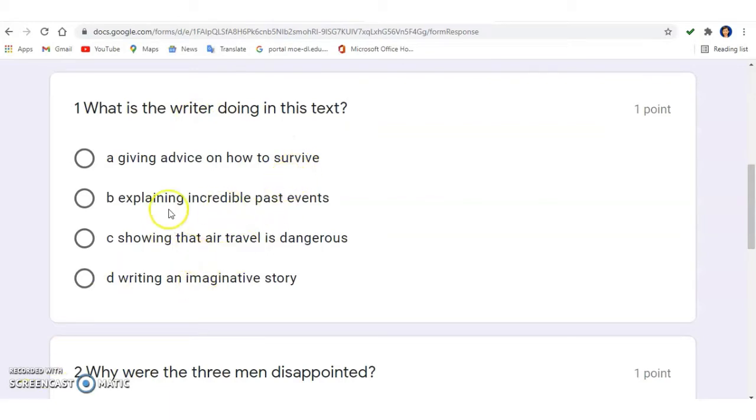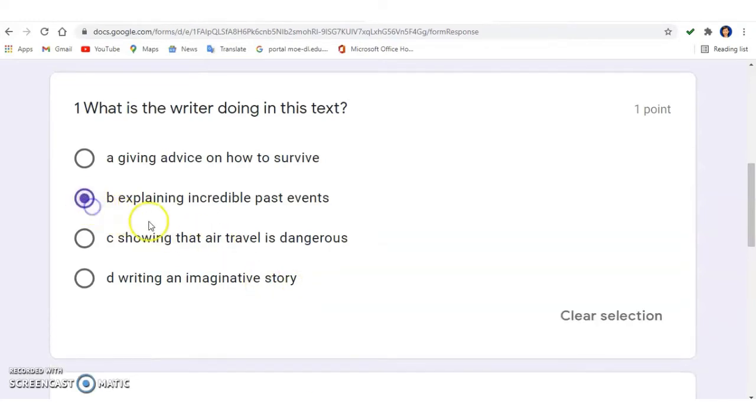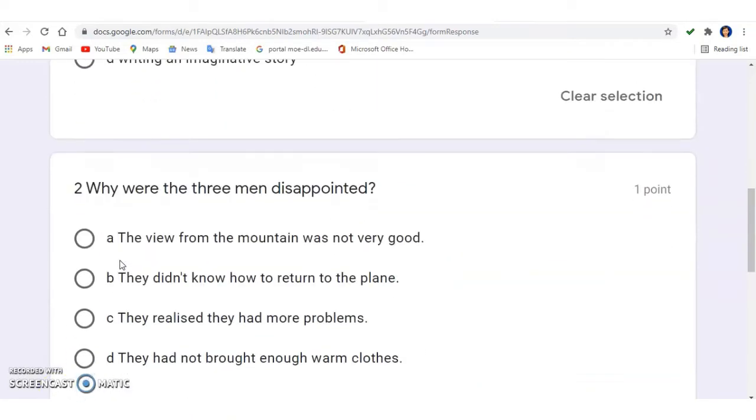Explaining incredible past events. Does it explain something that happened in the past? C, does it show air travel is dangerous? It does, but is this the main purpose of the text, telling you how dangerous it is to travel in a flight? D, writing an imaginative story. Is this an imaginative story or is it a true story? So which one is the most suitable answer? It is B. Correct. Now let's proceed to the next question.